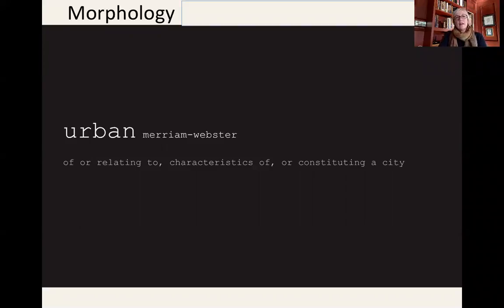A couple things that we're going to be looking at: we are landscape architects, or soon to be landscape architects or architects, focusing on this idea of community engaged design, focusing on our cities. So we're really going to be looking at our urban experiences, which the definition of is relating to, characteristics of, or consisting a city.